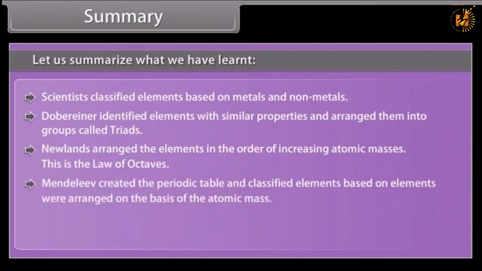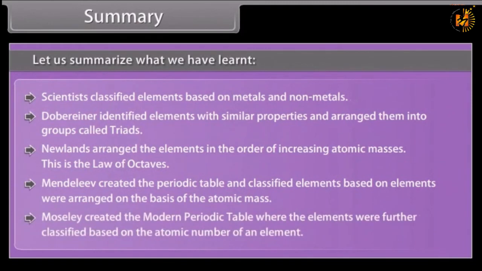Mendeleev created the periodic table, in which elements were arranged on the basis of atomic mass. Moseley created the modern periodic table, where the elements were further classified based on the atomic number of an element.